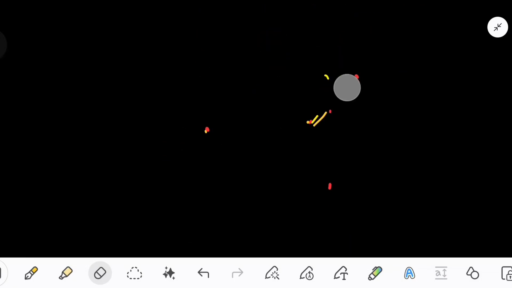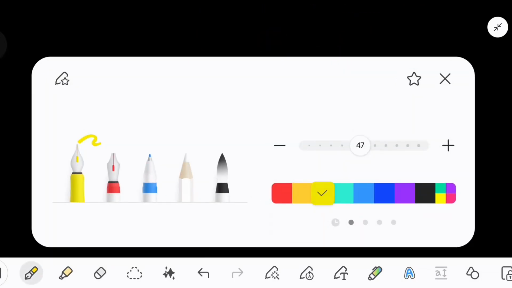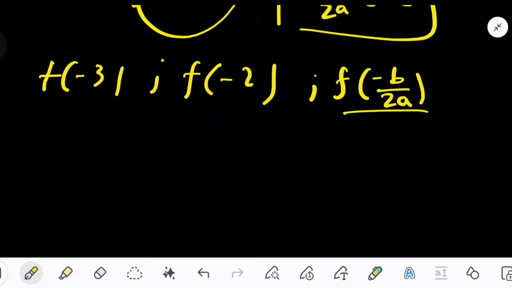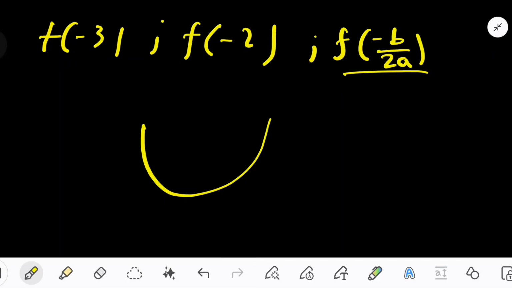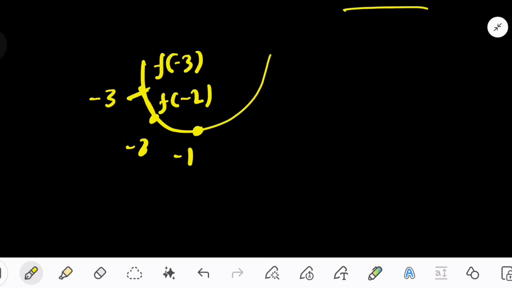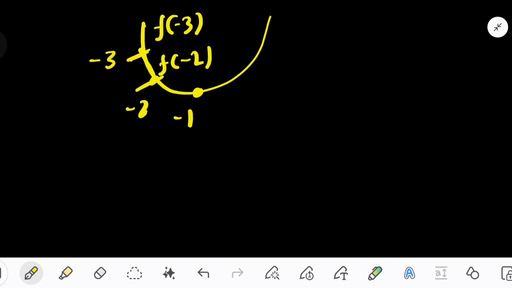Let me change the color. Yeah, so over here, let me draw the graph again. So this is -1, this is -2, this is -3. Of course, this is the function at -2, and this. So we need to just calculate this, right?